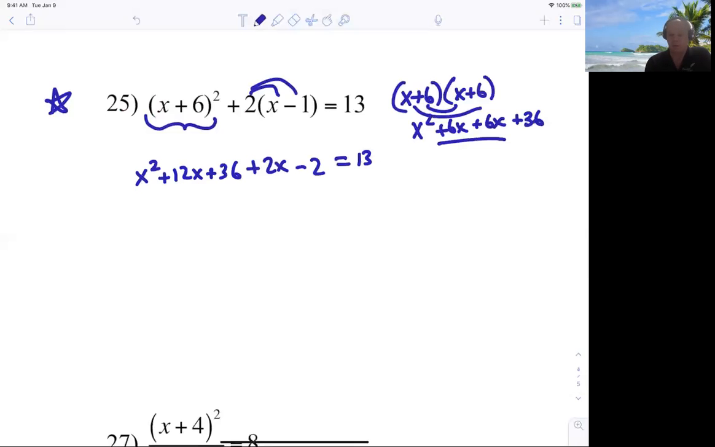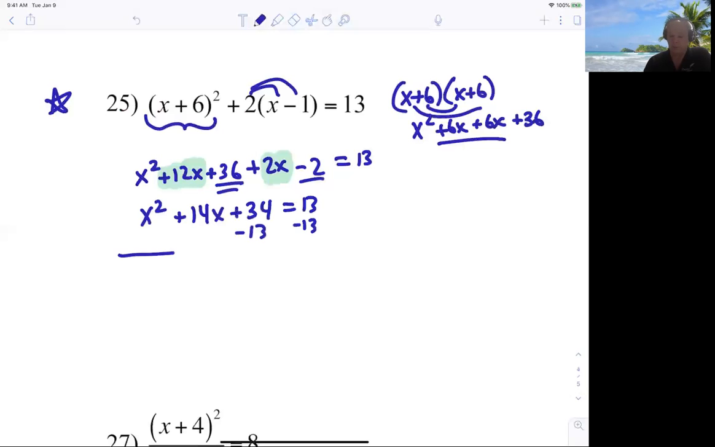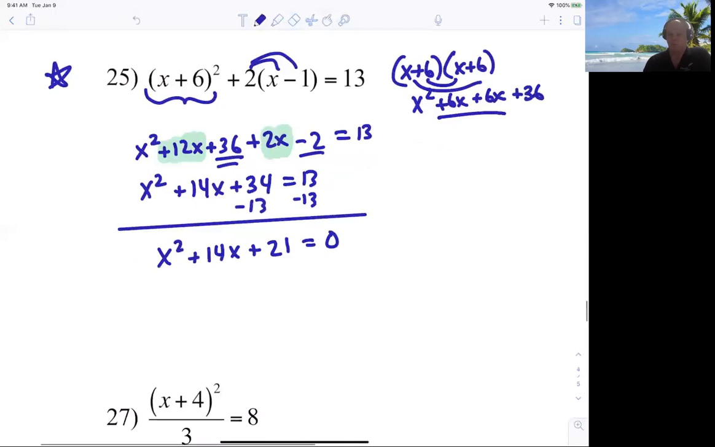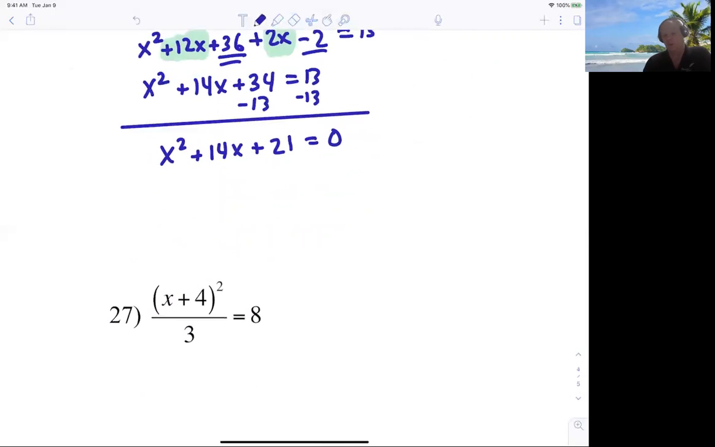All right, now what I'm going to do is combine like terms. So x squared, just to show you what I mean, 12x and 2x is 14x. 36 minus 2 equals 13. Now, because it's a quadratic, we're going to set it equal to 0. So now I have x squared plus 14x plus 21 equals 0.